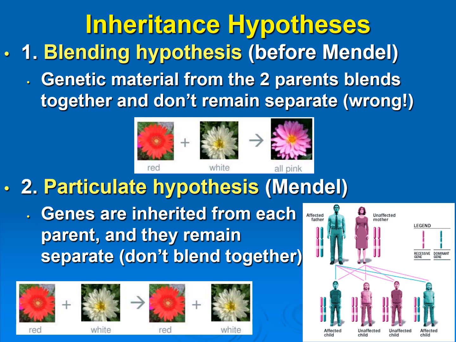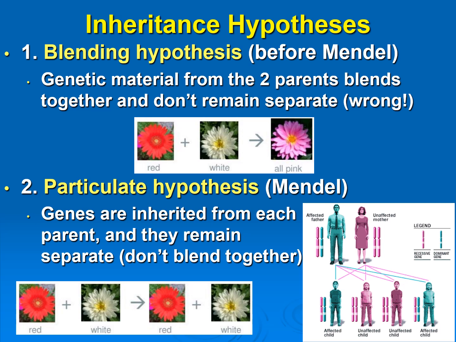Mendel thought there was something else going on, and he came up with this particulate hypothesis. He didn't know about genes yet. They didn't know that, so he called them particulate. So what he said was that genes are going to be inherited from each parent, and they're going to remain separate. They don't blend together.